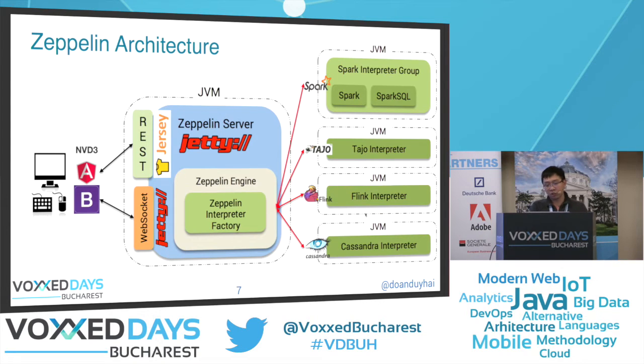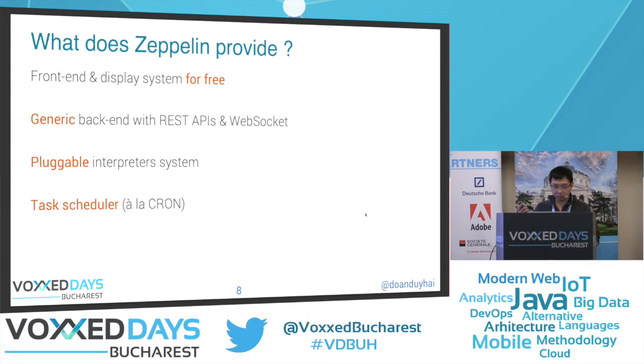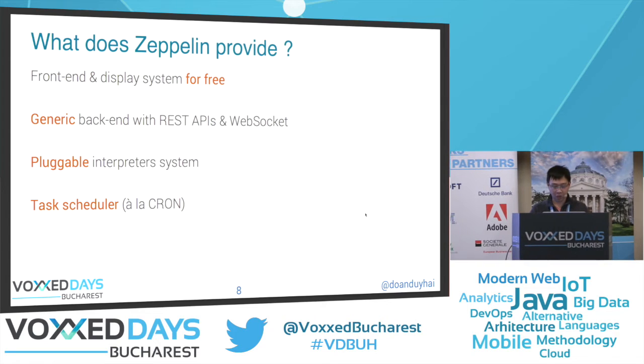Each interpreter is running in a separate JVM. The reason is because we don't want to have classpath issues. Each interpreter JVM is communicating with the Zeppelin main server using the Thrift protocol. It is a binary RPC, request-response protocol. Zeppelin gives you for free a front end and a display system. As you see, I didn't code any JavaScript source code, and I have beautiful graphs. You have a pluggable interpreter system, and you also have a task scheduler, like a cron system, to schedule your tasks. We will see that later.